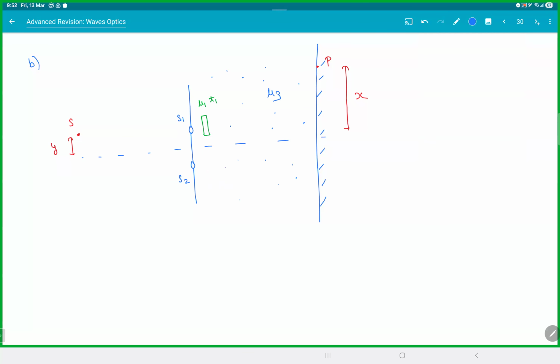Wait, I'll do something even better. Let the slab be here, mu2 and T2. And this whole region here, left side, is filled with mu4. You're getting how the medium is there? The entire left-hand side is mu4. The entire thing between the slits and the screen is mu3. One slab is here and one slab is here, and the source is above the center line. There, we can mess up big time. Find the path difference at P. Lambda in vacuum is lambda.